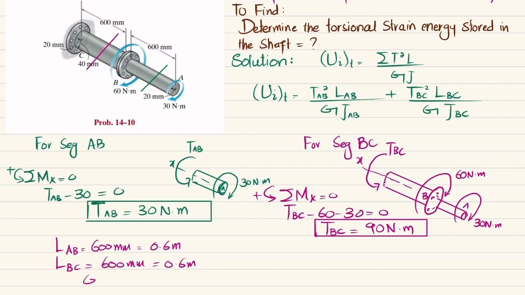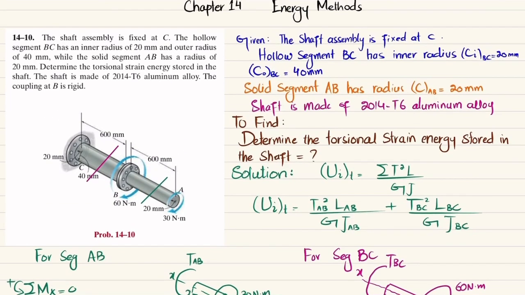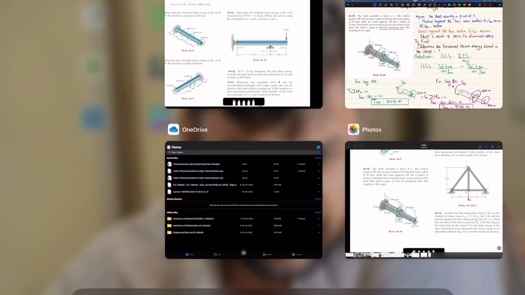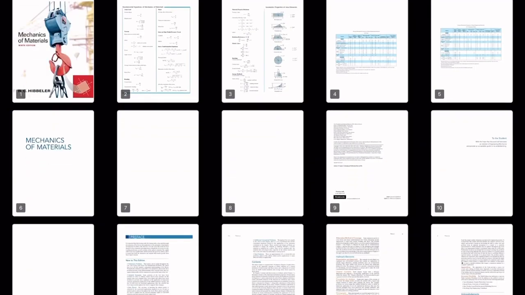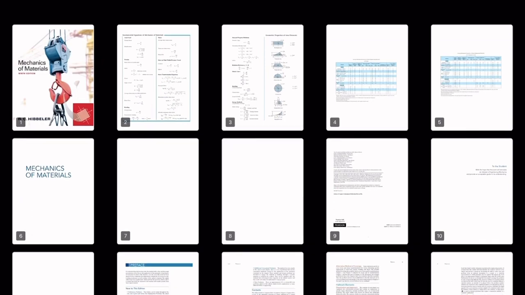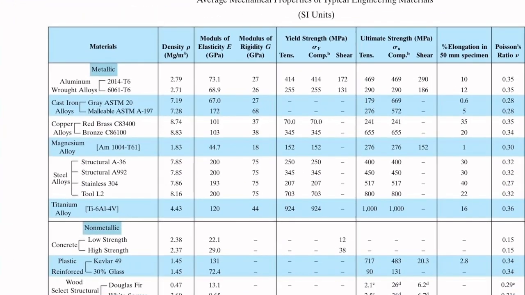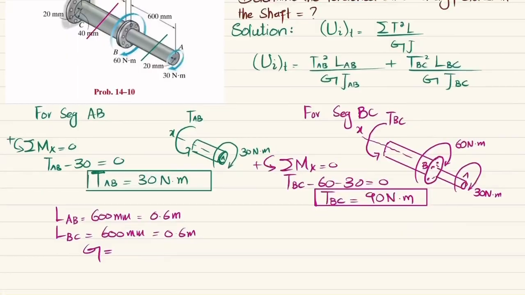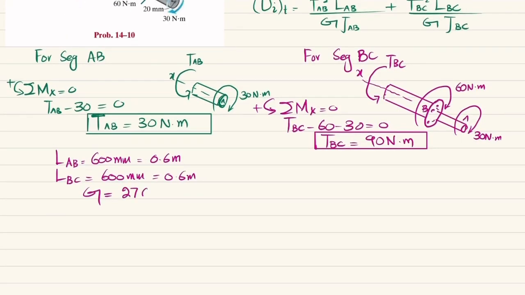G, we will find by using the mechanical property table. For 2014-T6 aluminum alloy, we will find G. Again, you will go to the property table. You can see this is the table, and here from this, 2014-T6, G is 27 gigapascal. So note it down: G is 27 gigapascal, that is equal to 27 into 10 to the power 9 Pascal.